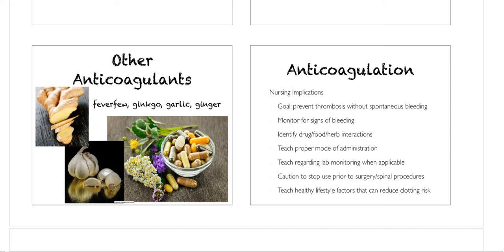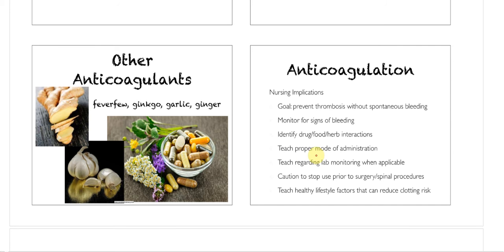We always want to make sure that we are monitoring for signs of bleeding, so looking for bruising, turning them around on all sides just to check, checking blood pressure, how does that look, checking for skin turgor, cap refill.